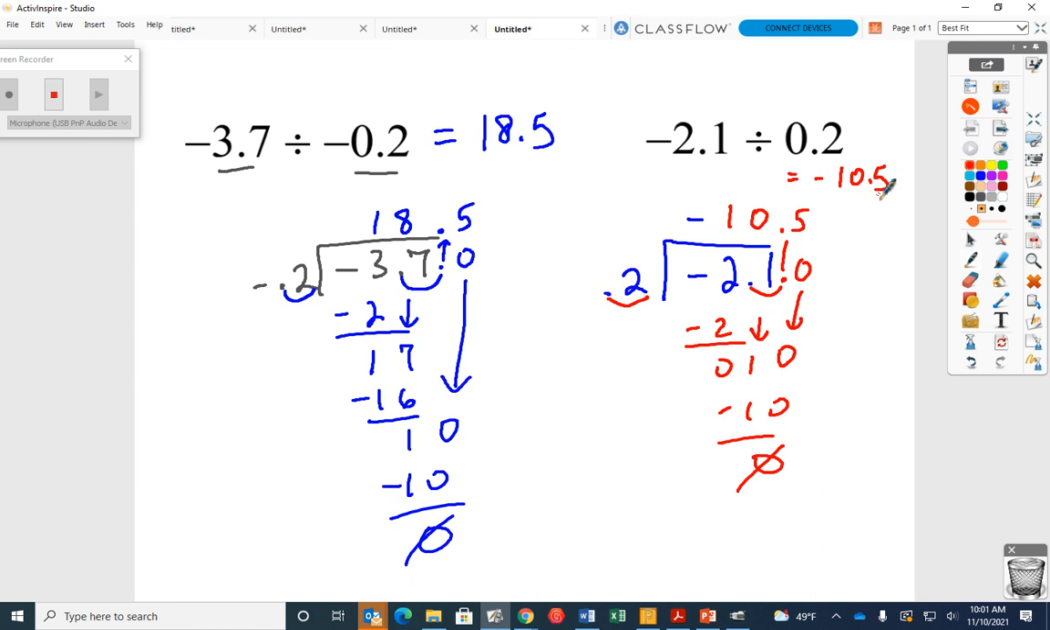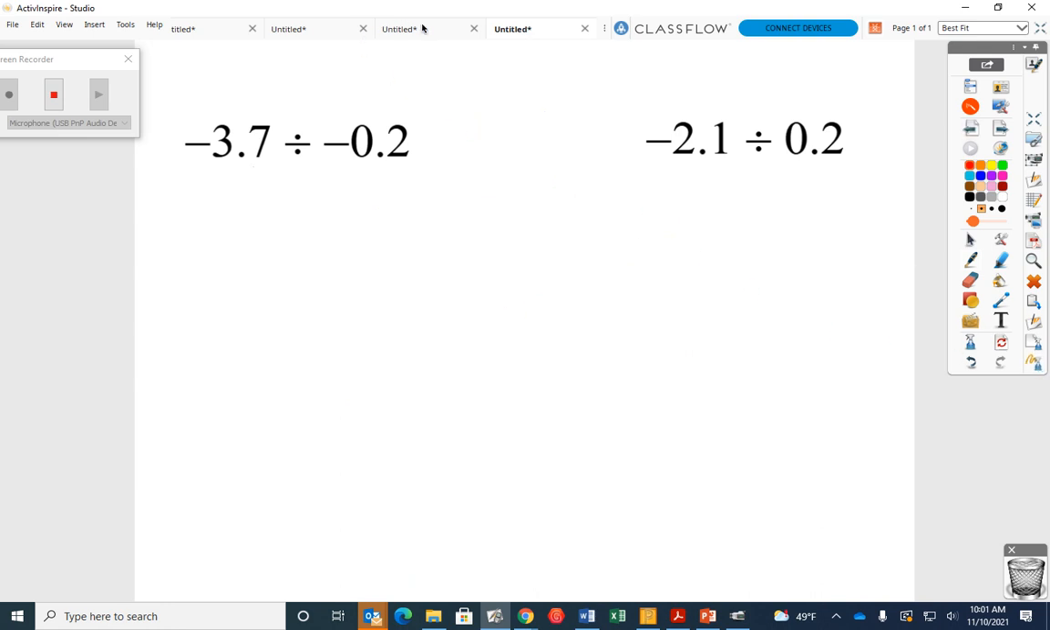Okay, are we good so far? Okay. I'll give you a moment to copy that down, and we'll move on to the next part. Actually, never mind. Are we good? Okay. All right, let's look at when we have fractions.